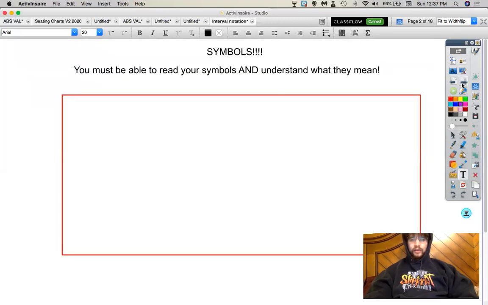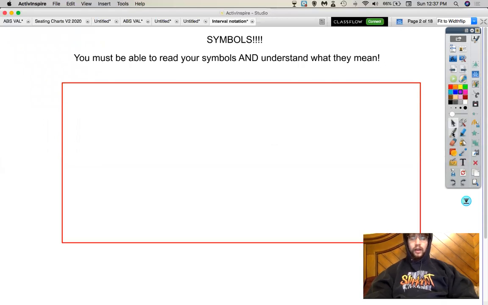So I find every year some of you guys don't know how to read. Well, that's every year, but you don't know how to read your symbols. You don't know what they mean. So let's just go with it.